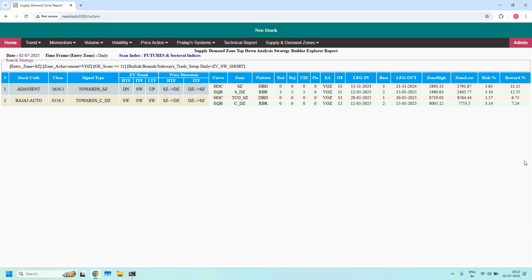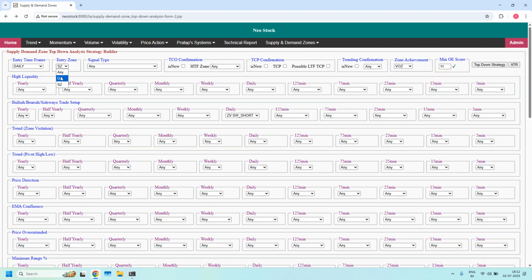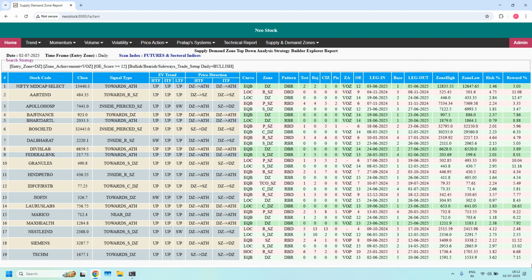Next, bullish trade setup for monthly income trade. The changes are daily demand zone. Here bullish. And one more change, minimum odd enhancer score should be 12 for bullish or bearish. So total 19 stocks we got. All these 19 stocks are supporting bullish trade setup for monthly income trade, and entry time frame zones are daily demand zones. So total we got 19 daily demand zones supporting bullish trade setup for monthly income trade.